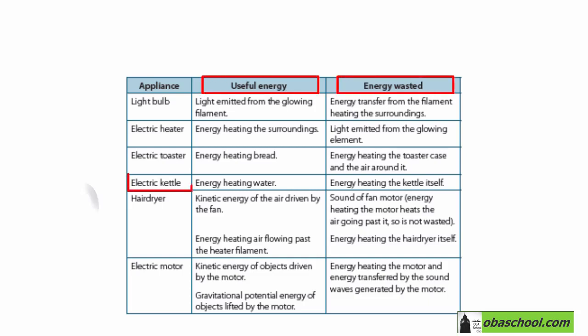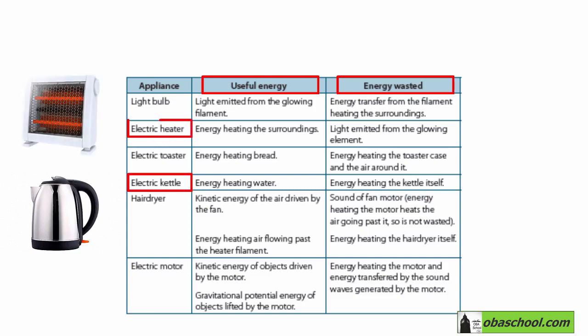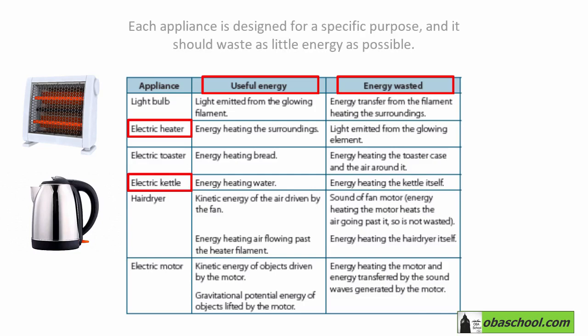For example, let's see the electric kettle. The useful energy in the electric kettle is energy heating water, and the energy wasted in the electric kettle is energy heating the kettle itself. Or like the electric heater, energy heating the surroundings is considered useful energy, and light emitted from the glowing element is energy wasted.